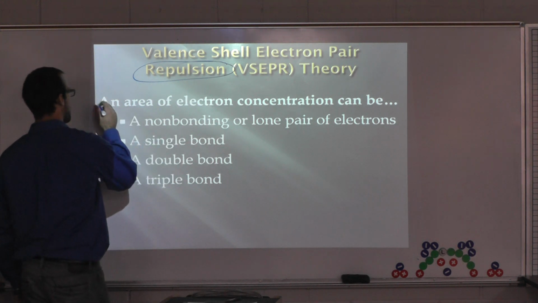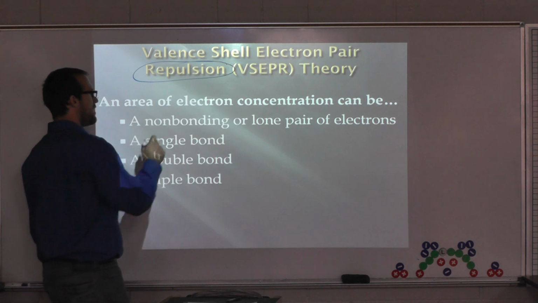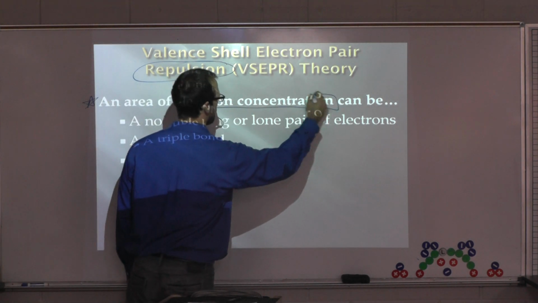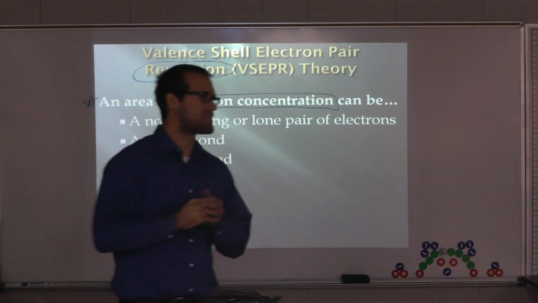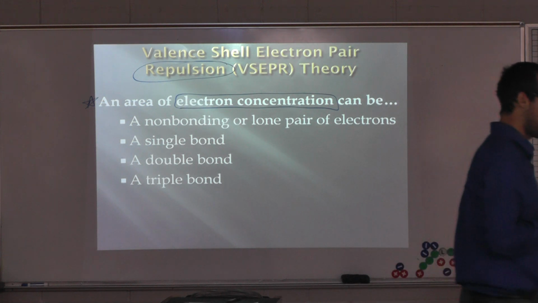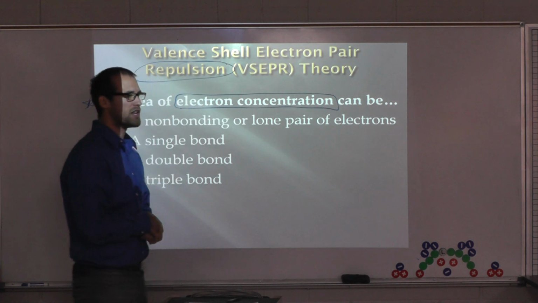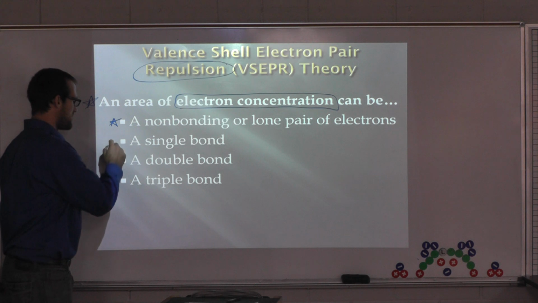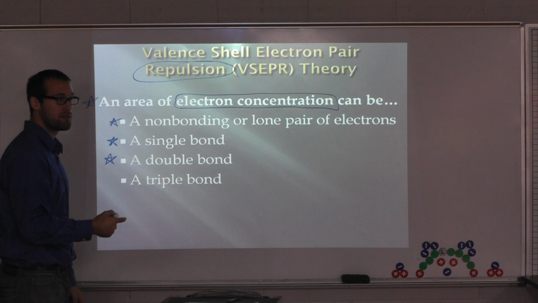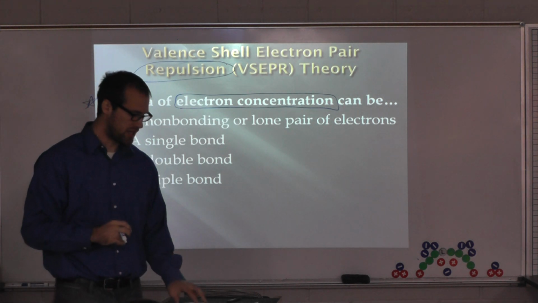So we need to define something. We need to define what is considered an area of electron concentration. Your book might talk about it as a region of electron density. That's referring to the same thing. There are 4 things that can be considered one region of electron concentration. A lone pair is a region. A single bond is a region. A double bond is still one region. And a triple bond is considered one region.